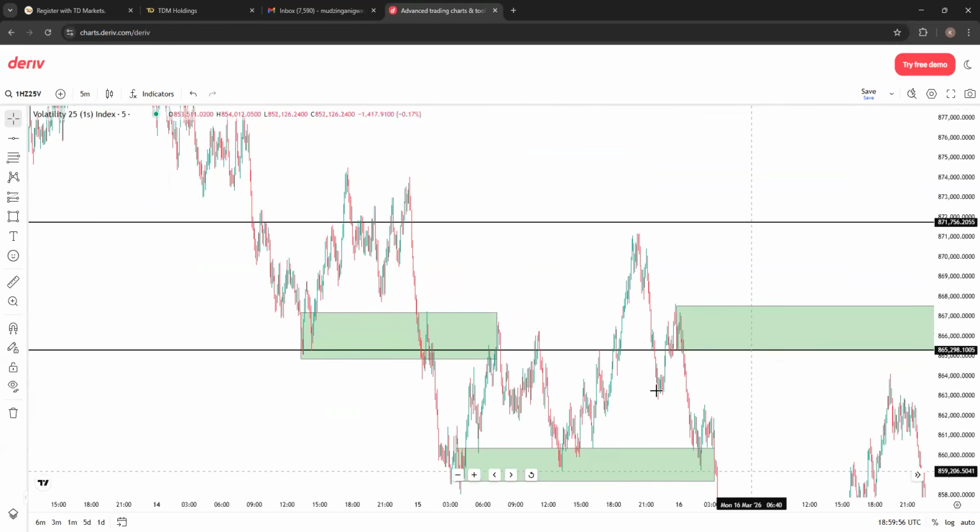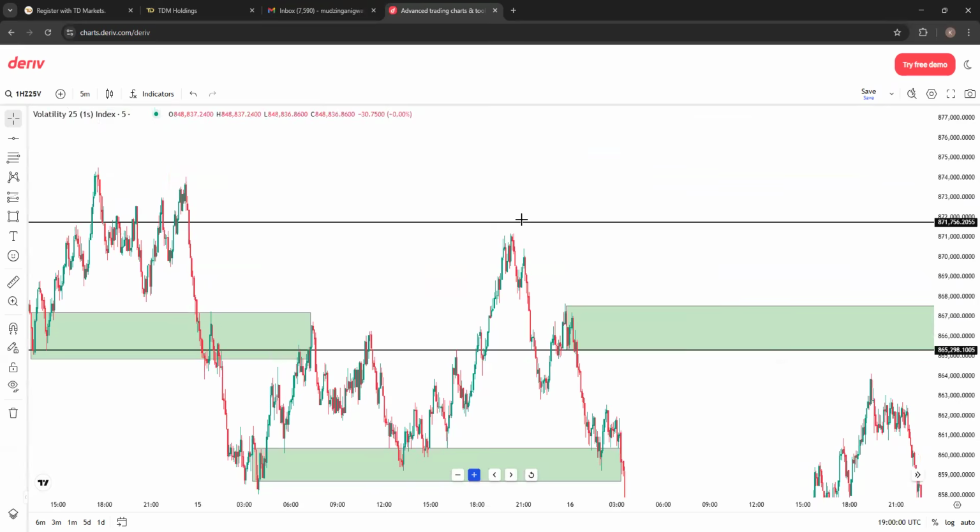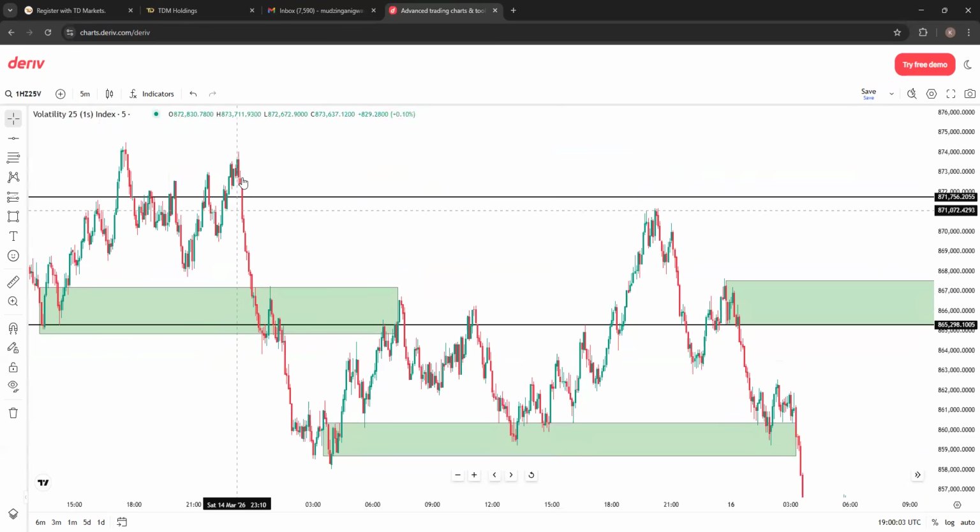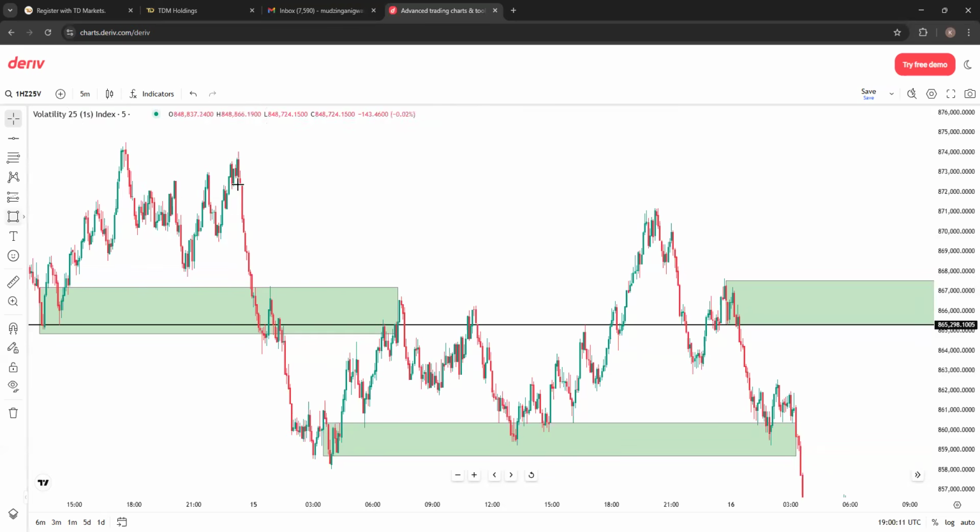So what I want you to see again is this. We have a gap here, right? Can you see that we have a gap here? Can we all agree that this is a gap? Yes, this is a fair value gap. But what did price do?